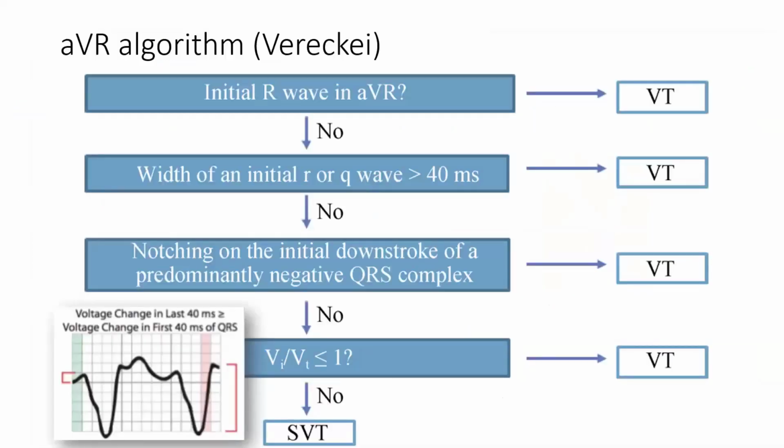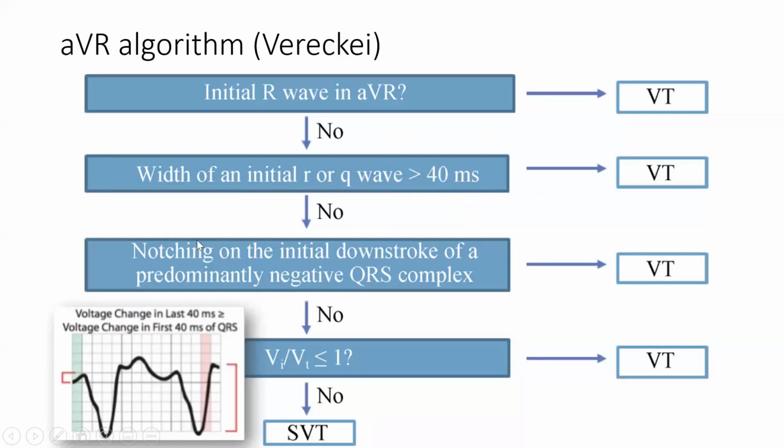Another algorithm is the Vereckei algorithm that looks at aVR. aVR should be negative, and if an initial R is present in aVR, it's a VT. If not, we look again at the first wave, either R or Q, and the cutoff here is 40 milliseconds. If more than 40 milliseconds, it's a VT.